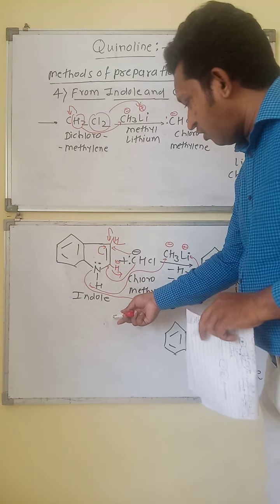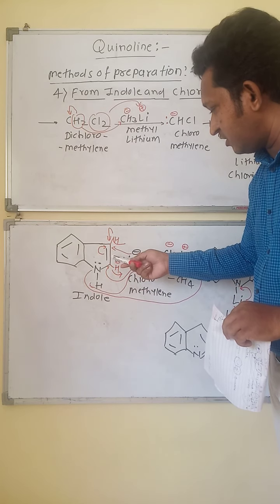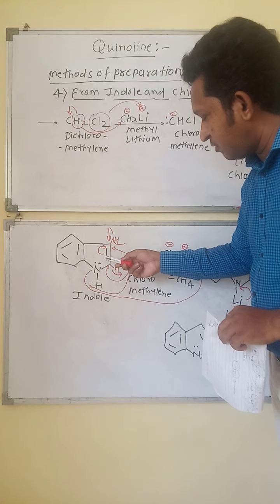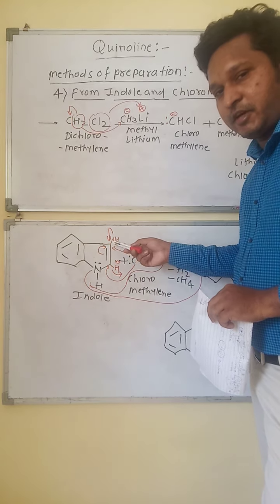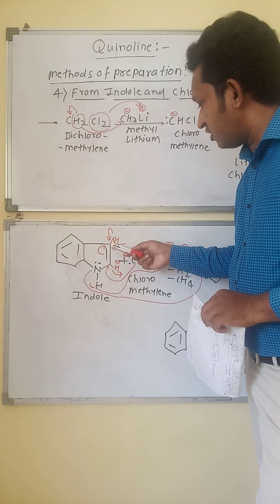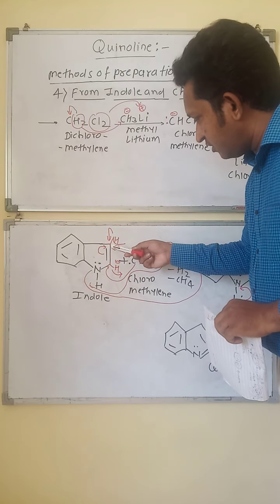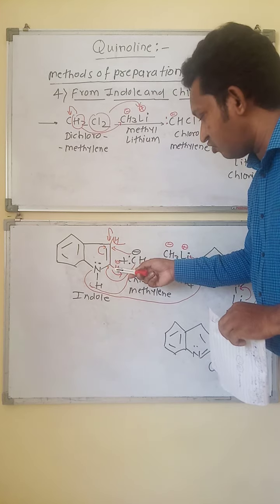First of all, indole contains nitrogen with a lone pair of electrons. Also, there is a double bond between the second and third carbon atoms. This double bond breaks, and the lone pair of electrons shifts onto the third carbon atom. So this carbon is electron rich. Now the third carbon has a hydrogen and the second carbon also has a hydrogen.